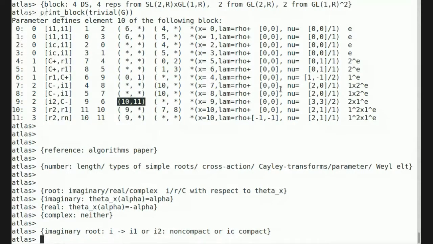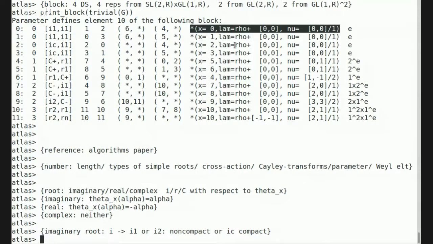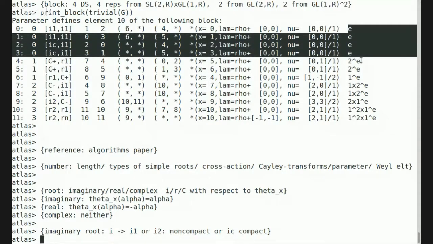All right, so let me just wrap up for now. This part right here is the parameter itself, x, lambda, and nu. And this very last one is a Weyl group element, which tells you the action of theta. In this case, E is the identity, so that says theta acts by the identity. And these four are the identity. That's the four discrete series.